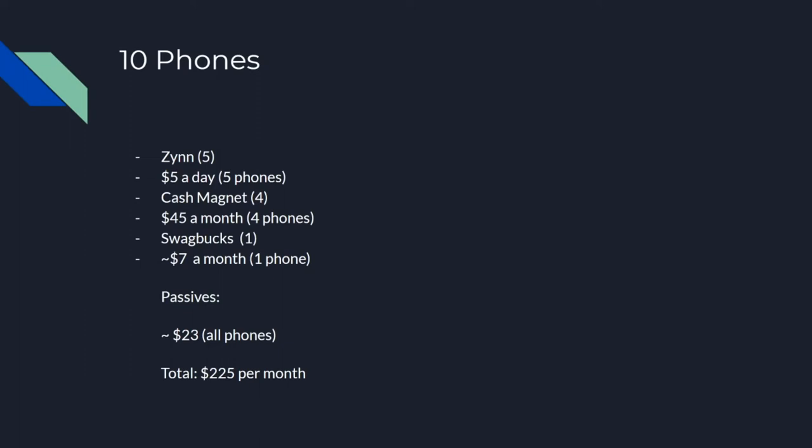So what do you do with that? Well, you guys can decide, but I would run Swipe Bucks on it, which, by the way, makes roughly $7 a month for that one phone. And on top of that, we have our passives, obviously, so that will rack in another $23 roughly. And that brings our total to $225 per month, which is not bad at all, guys.